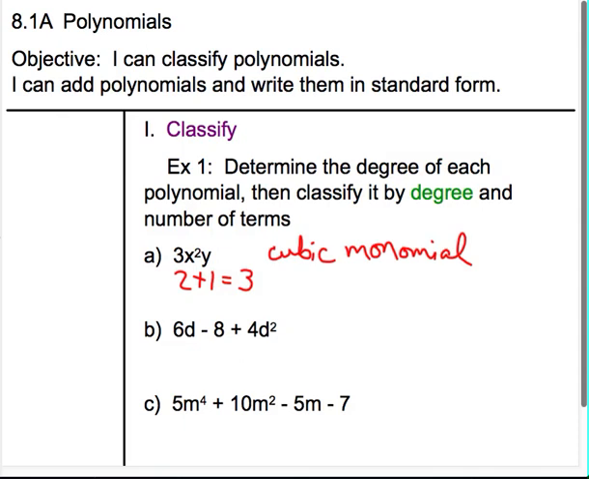Our second example, we have 6d minus 8 plus 4d squared. So again, classifying it by degree, we would look at the term with the highest power. Well, our first term has a degree of 1. Our second term has a degree of 0 because I see 0 variables. And our third term has a degree of 2, looking at that exponent. So the highest power on a single term is 2, so that is a quadratic.